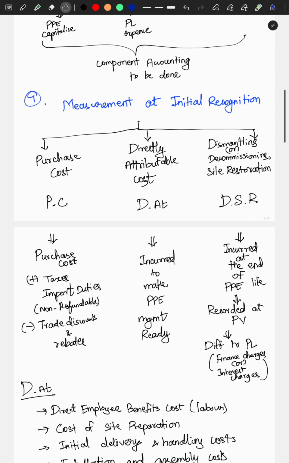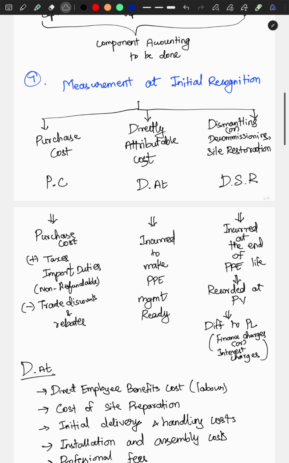Then at the initial measurement of PPE, the purchase cost will be cost plus the directly attributable cost towards that PPE. Then if any dismantling or decommissioning charges or site restoration cost is involved, that has to be discounted to present value and added to the cost. This will be the PPE value at initial recognition.